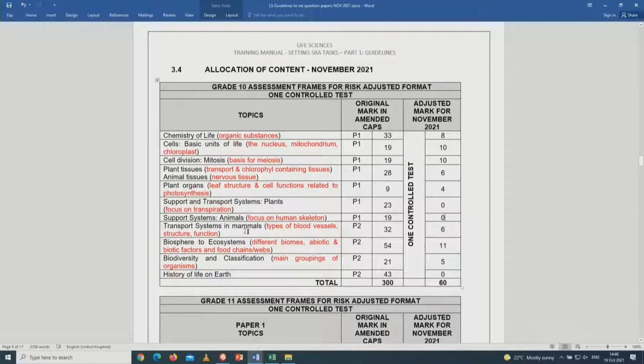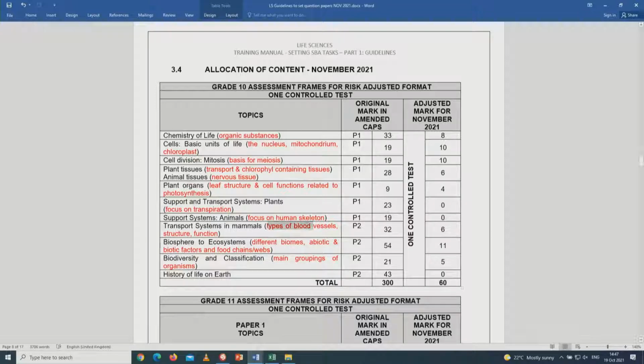Transport systems in mammals. Remember, it's all about the heart, the parts of the heart, the types of blood vessels, the structure of blood vessels, the function of different types of blood vessels and places in the body. Now think carefully, the heart itself, yes, it's nice. You have taught it in class, but you need to assess it now, because the heart itself is not going to be covered in any other grade to come.